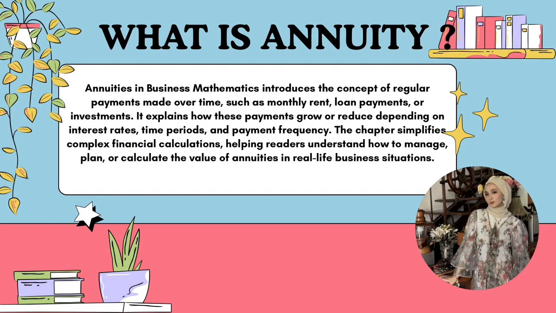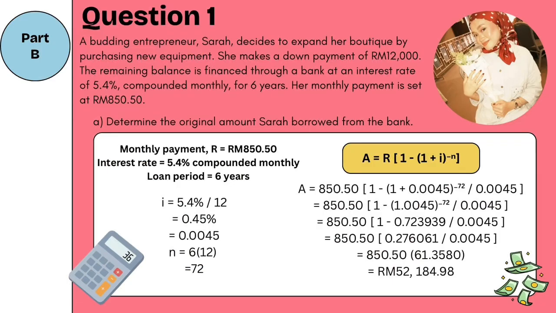What is an annuity? Annuity in business mathematics introduces the concept of regular payments made over time, such as monthly rent, loan payments, or investment. It explains how these payments grow or reduce depending on interest rate, time periods, and payment frequency. The chapter simplifies complex financial calculation, helping readers understand how to manage, plan, or calculate the value of an annuity in real-life business situations. Next, we will move on to part B, question 1.